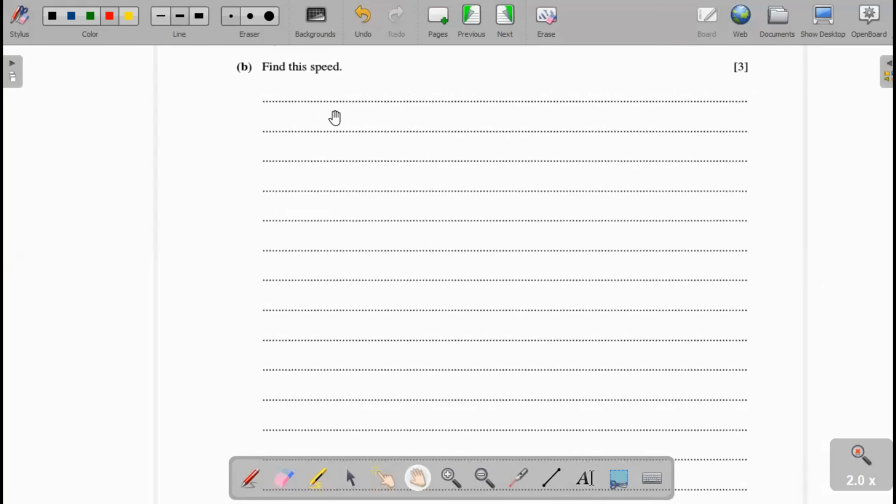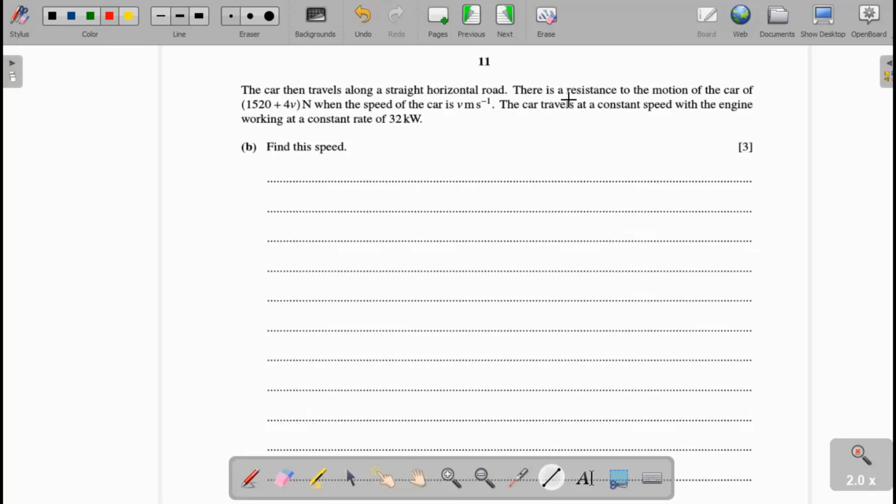Now part B, find the speed. You can see that the resistance of the car is 1,520 plus 4V Newton, and the speed of the car is V. The car travels at a constant speed, and the power of the engine here is given as 32,000 watt.